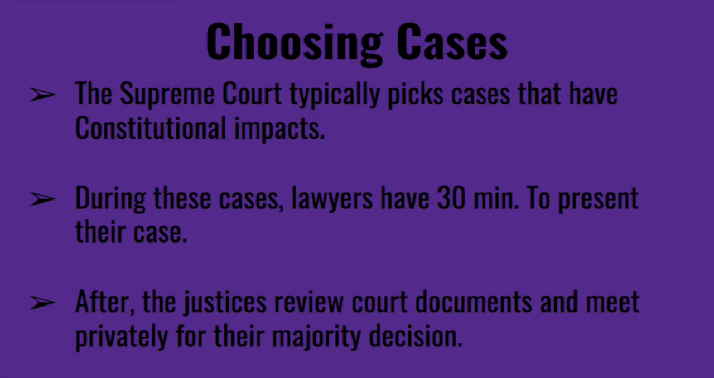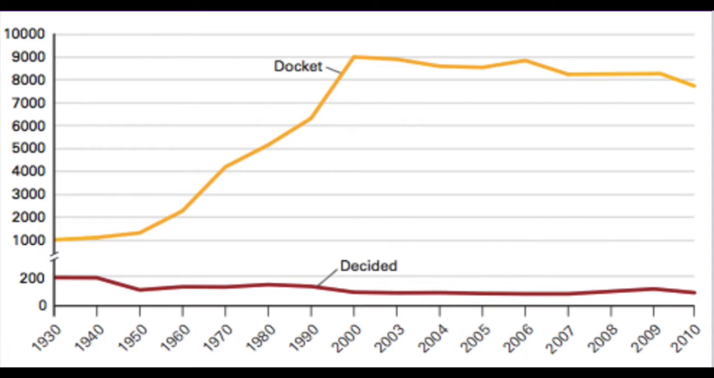They do all of this in a private meeting, and then they do need a simple majority, 5 out of the 9 justices to agree. Then after, they bring out their verdict. So lots of cases do just get dismissed or they're in limbo.